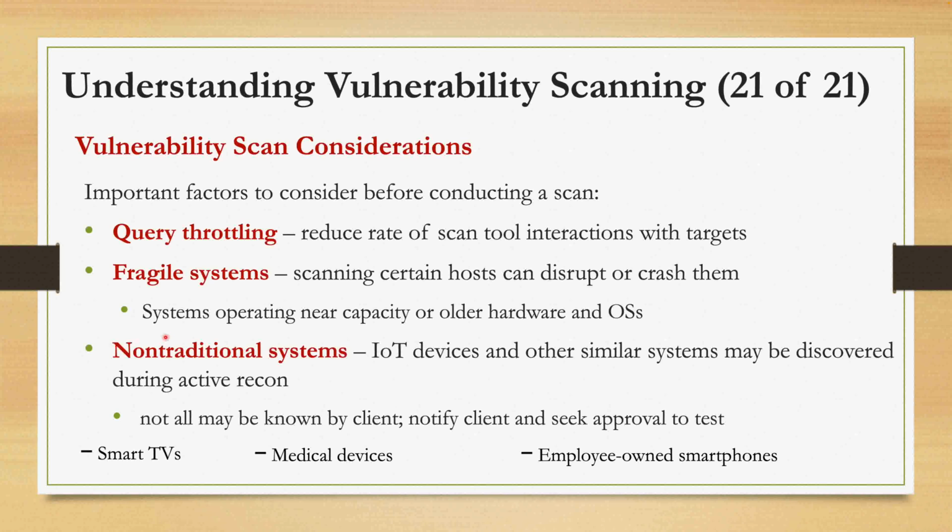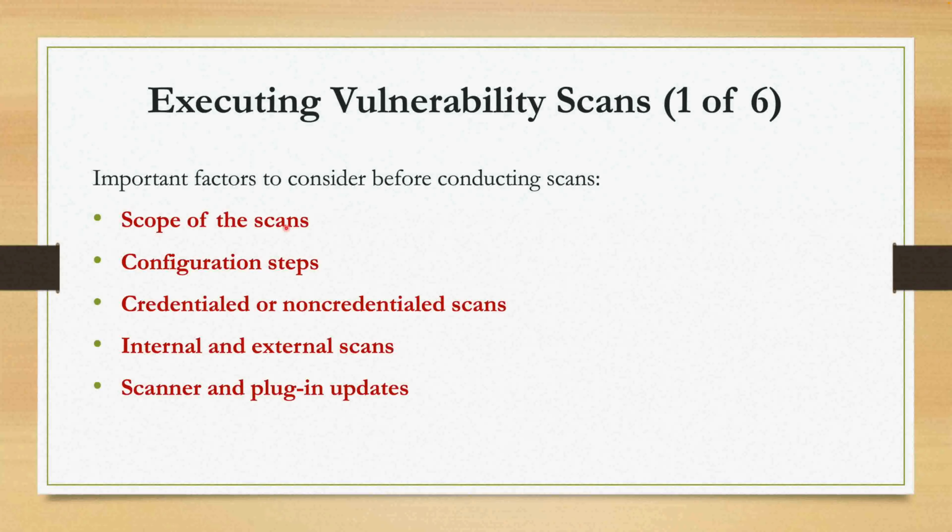And the other one, which you see on the screen, is non-traditional systems, like smart TVs, medical devices, and employee-owned smartphones. They could be discovered during live or active reconnaissance. These systems are not always known to the client, and the tester must notify the client and seek approval before doing the scan. Because you're scanning these without permission, it could be an issue that you have to deal with.